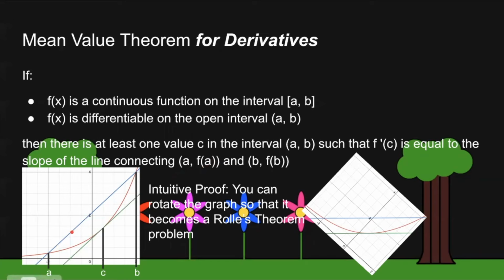So here's an example. So we have a function, which is the red line, and we have a and b. And then we also have the y coordinates. So if we connect these two coordinates, then there is at least one value c between a and b, such that the derivative at x equals c is equal to the slope of the line that we just created. And the intuitive proof for that is you can rotate the graph so that it becomes a Rolle's theorem problem. So if you just rotate this, then it can become this right over here. And we already know that Rolle's theorem is true.